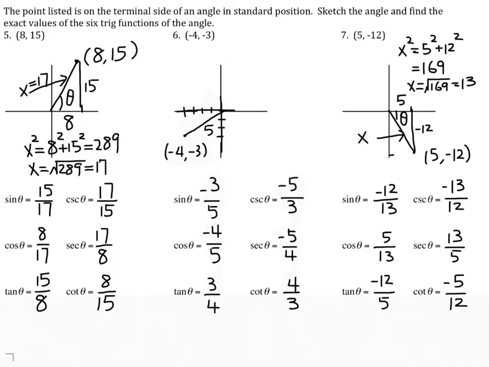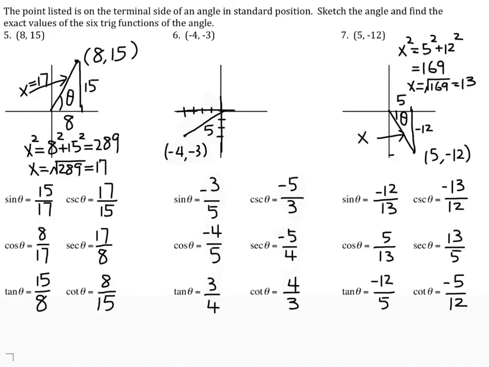Plug in the numbers for the definition of the six trig ratios. Sine equals opposite over hypotenuse. Opposite is always your y value, so 15 over 17. Cosine is adjacent over hypotenuse. Adjacent is always the x value, so that's 8 over 17. Tangent is opposite over adjacent, so it's always y over x, 15 over 8.